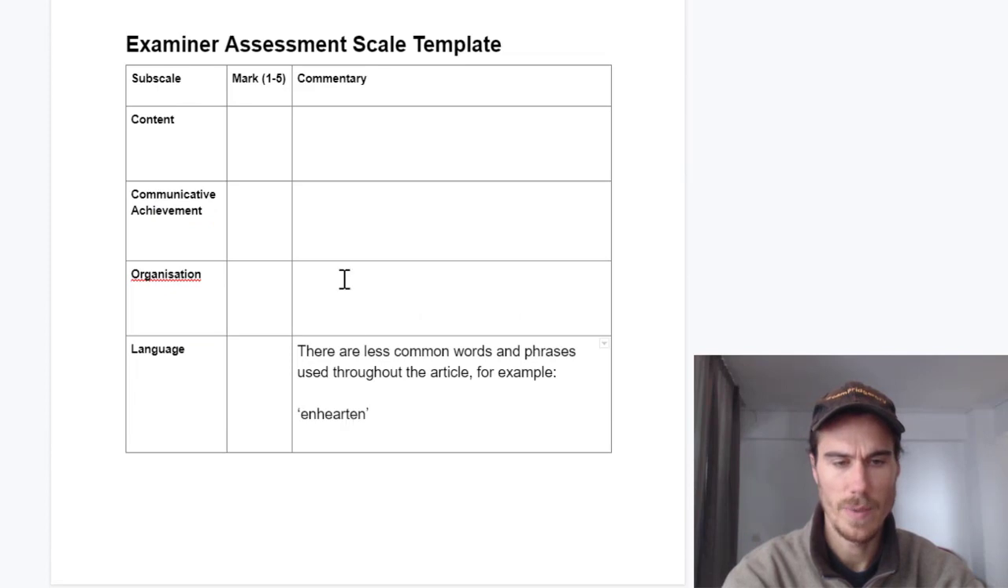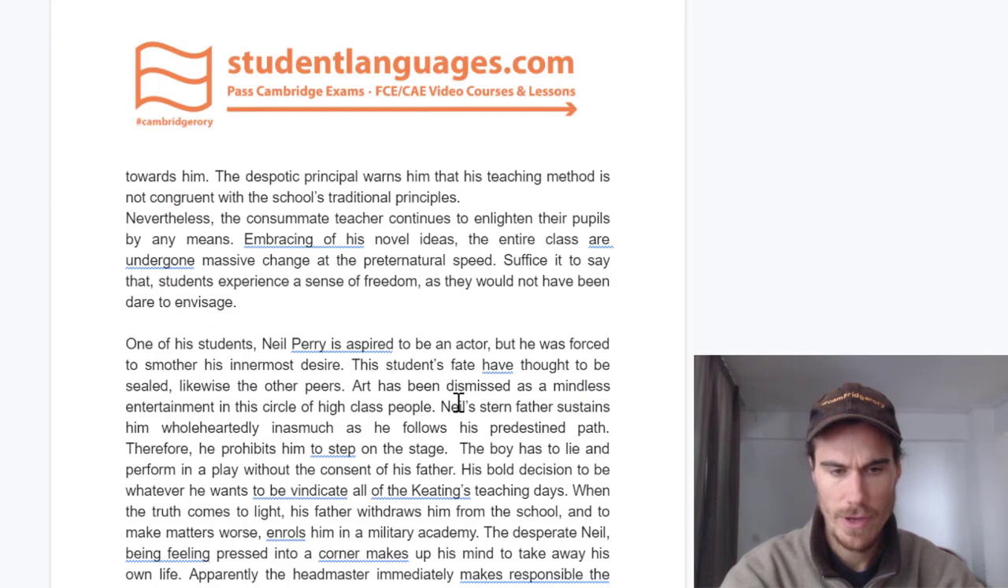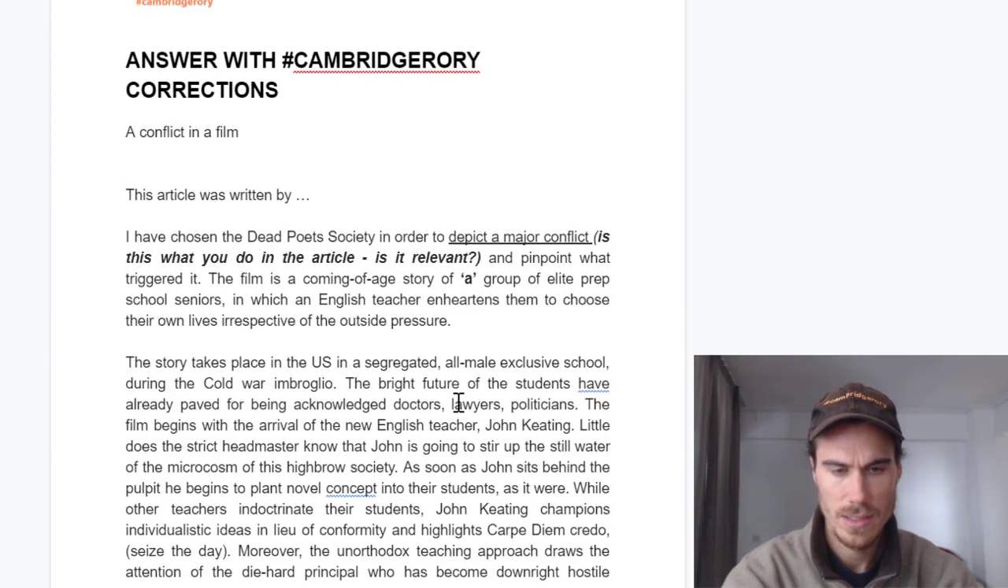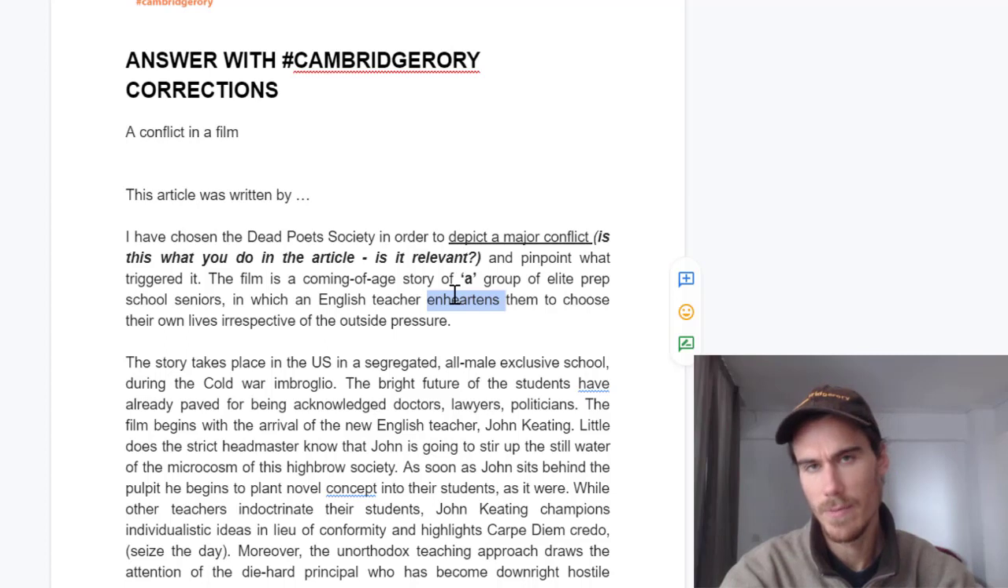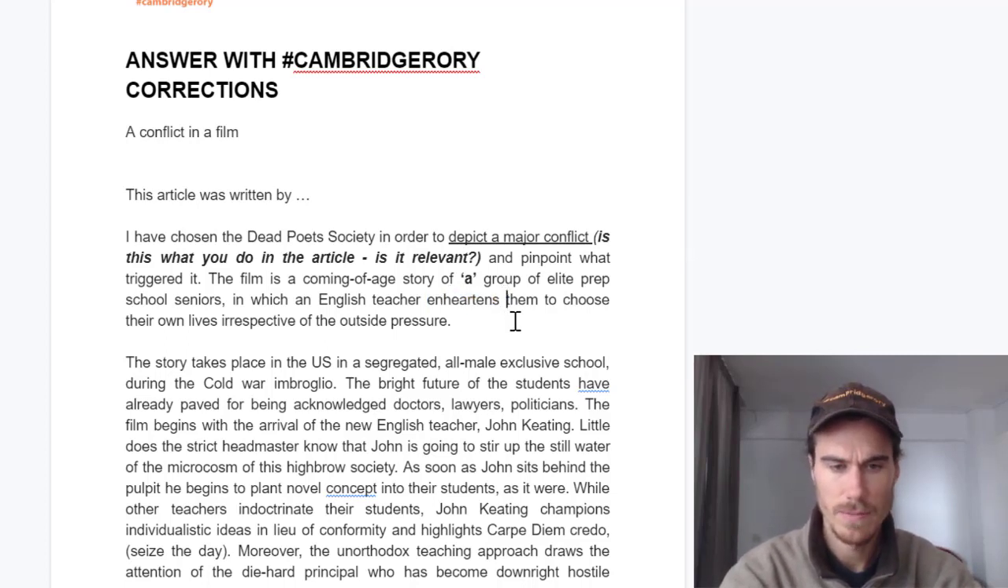I'm going to be writing comments here under content, communicative achievement, organisation and language, because that's how the examiners mark your work in the exam. The language, so far, I think it's fine for an article. It's appropriately informal, with I have chosen. Enhearten is a kind of emotional word, but it's fine for an article.